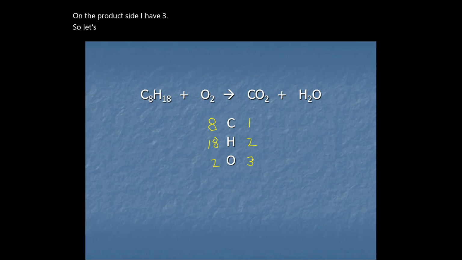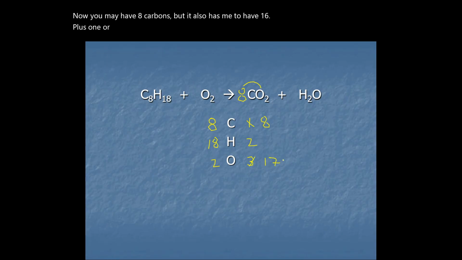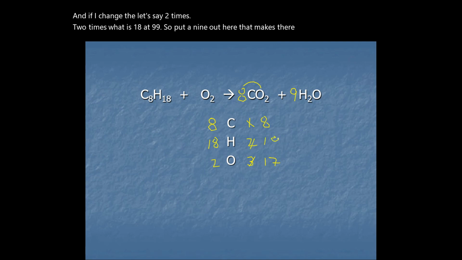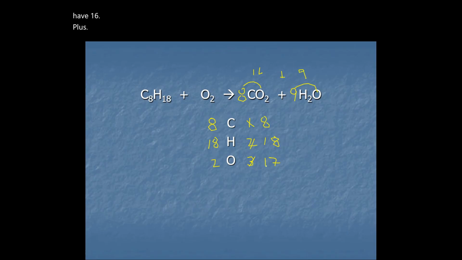So let's take care of carbons first. If I put an 8 here, that would make me have 8 carbons. But it also has me have 16 plus 1, or 17 oxygens. And if I change the, let's see, 2 times what is 18? That's 9. So if I put a 9 out here, that makes there be 18 hydrogens. But now I have 16 plus 9, or 25.